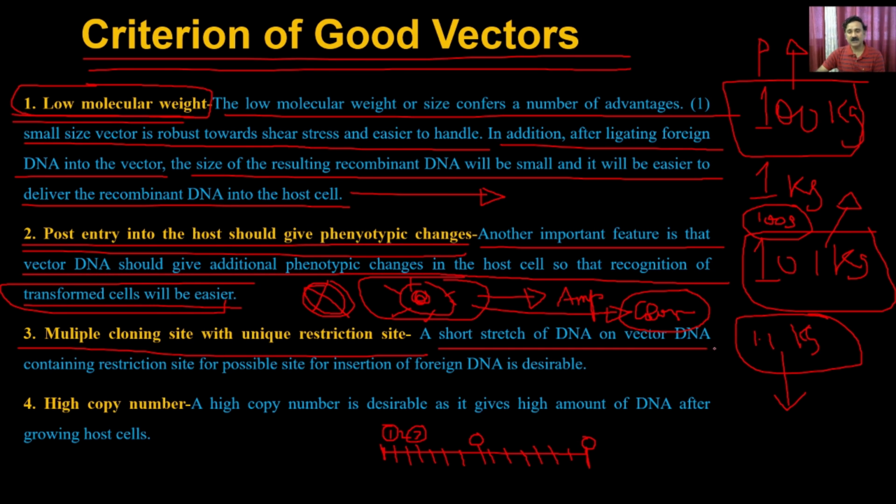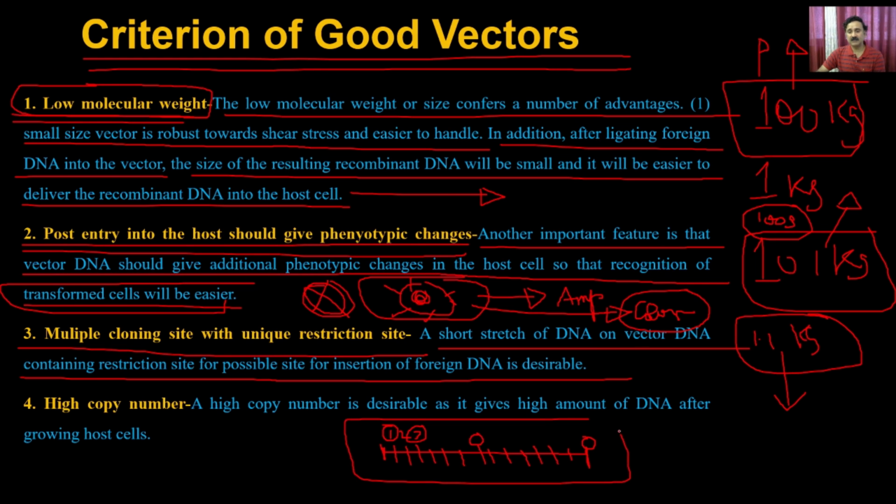A small stretch of DNA on a vector containing restriction sites for possible insertion of foreign DNA is desirable. If you have multiple sites, you have more flexibility of choosing 1 and 3, or 1 and 4, or 1 and 8, because all of these have to be chosen as per the set of criteria you have, based on what kind of restriction enzyme sites are not present in your insert DNA.